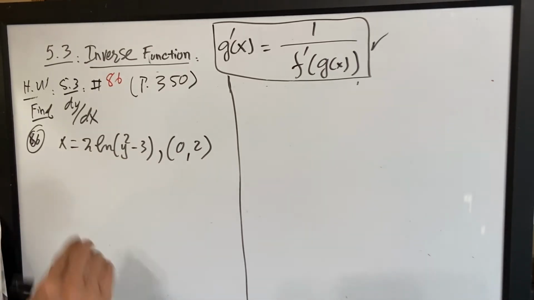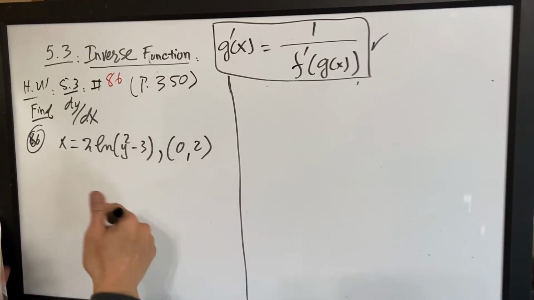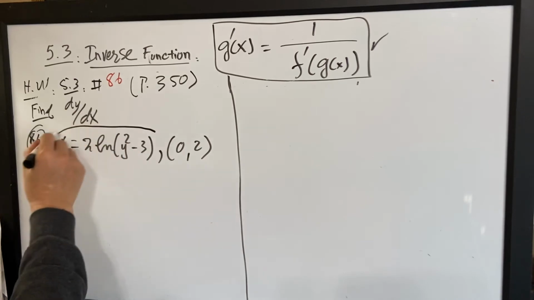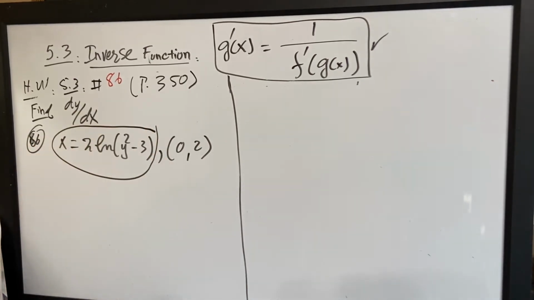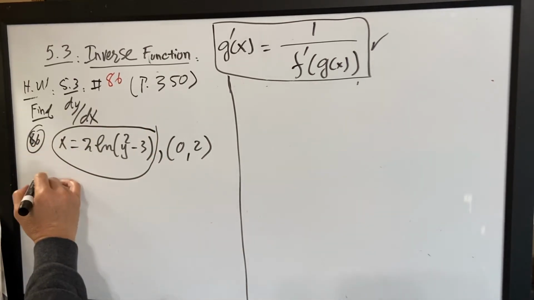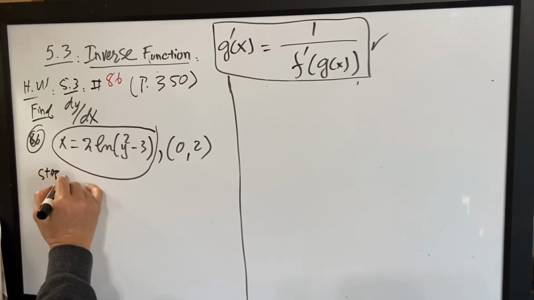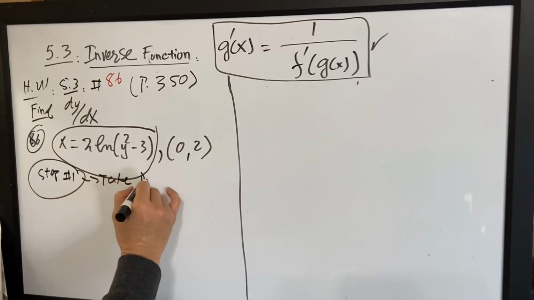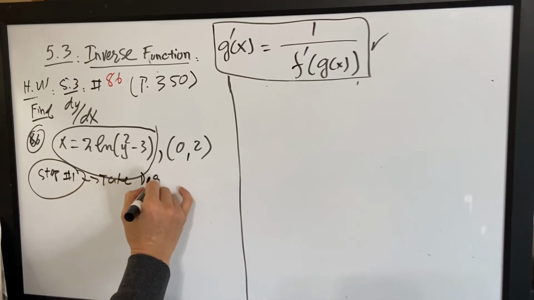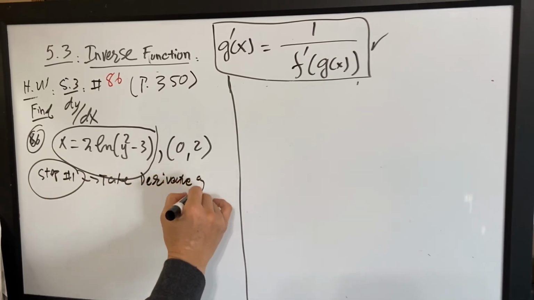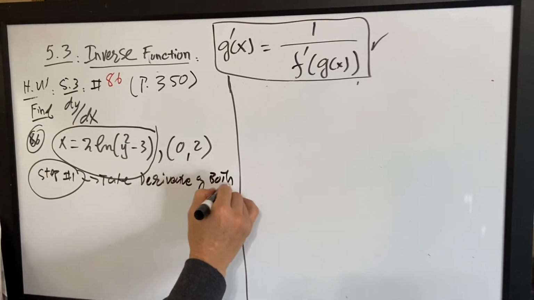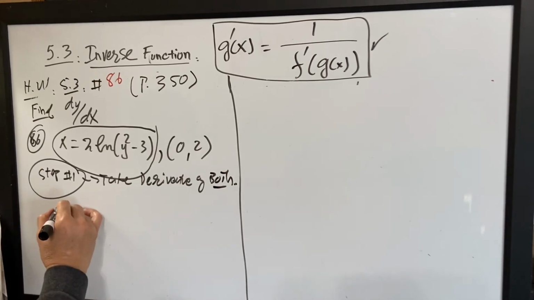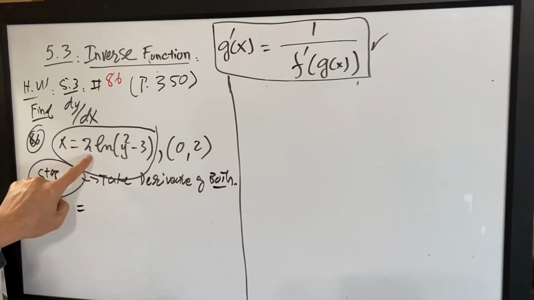To find dy/dx, we do the explicit, which is take the derivative of both sides. Step 1: take the derivative of both sides. So what is the derivative of x? That's right, 1. Now, come to this.